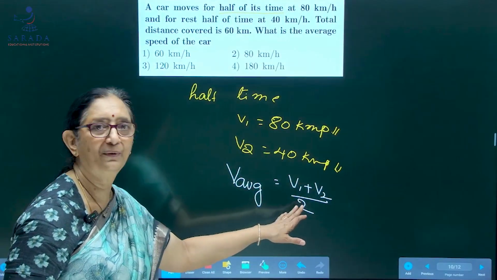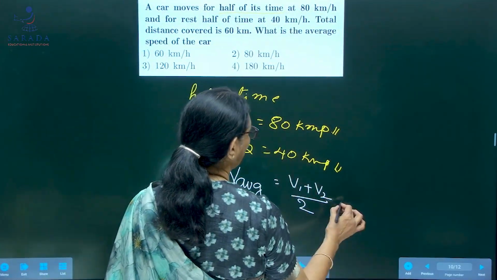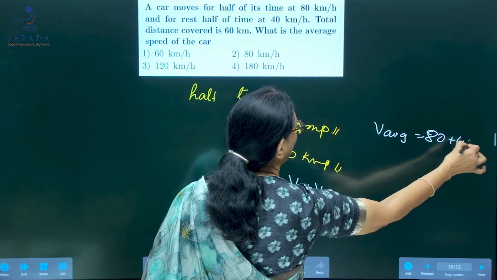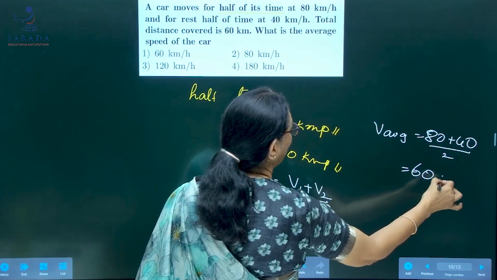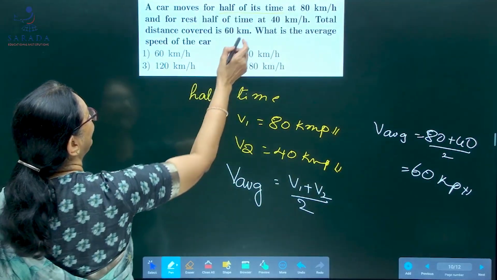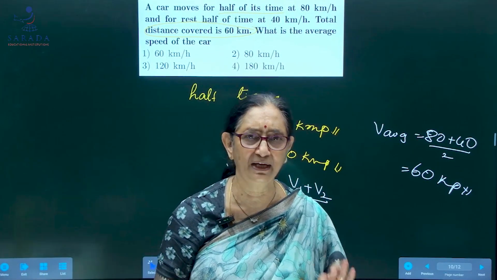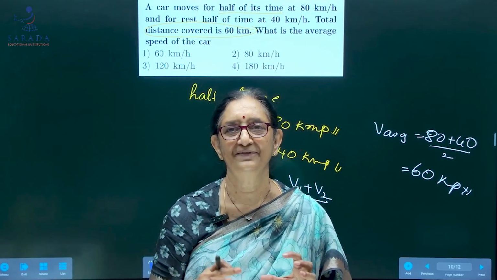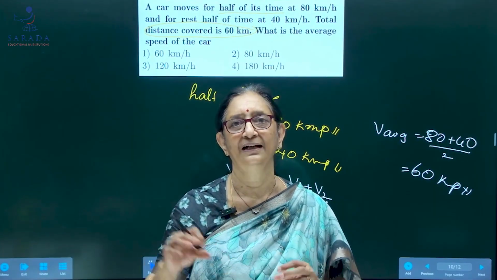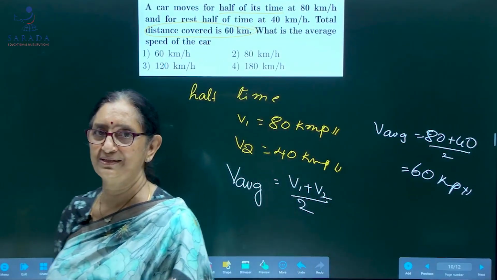Half the time with V1, remaining half with V2, then the average velocity is 80 plus 40 by 2, 120 by 2, that is 60 kmph. The correct answer is the first option. Here, the distance covered is redundant data in the problem. That's very common in objective examinations. If something which is not needed to solve the problem is given, we get confused. We think to include that also into the problem. But actually here, distance is not needed to solve the problem.